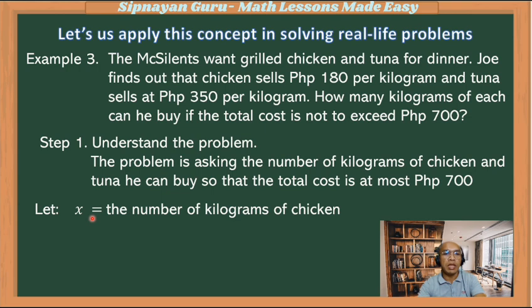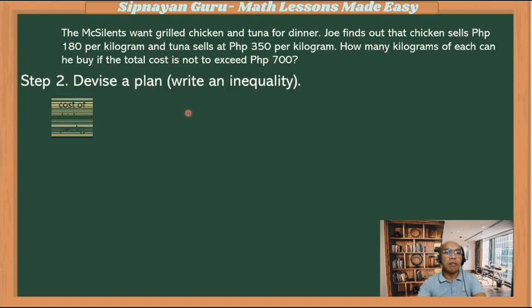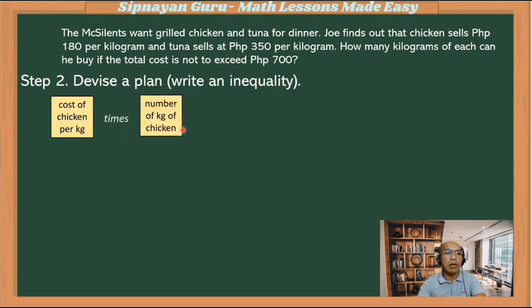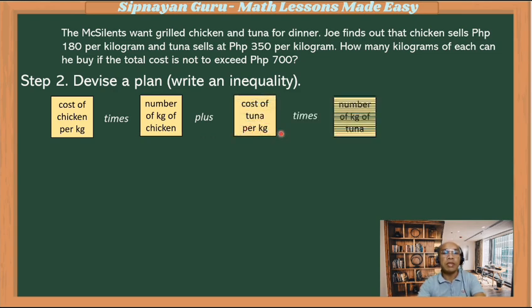So we will now let x be the number of kilograms of chicken and y be the number of kilograms of tuna. So devise a plan. We write an inequality. So the cost of chicken per kilogram times the number of kilograms of chicken plus the cost of tuna per kilogram times the number of kilograms of tuna. The total cost must not exceed 700 pesos. So it is at most, the maximum is 700 pesos.